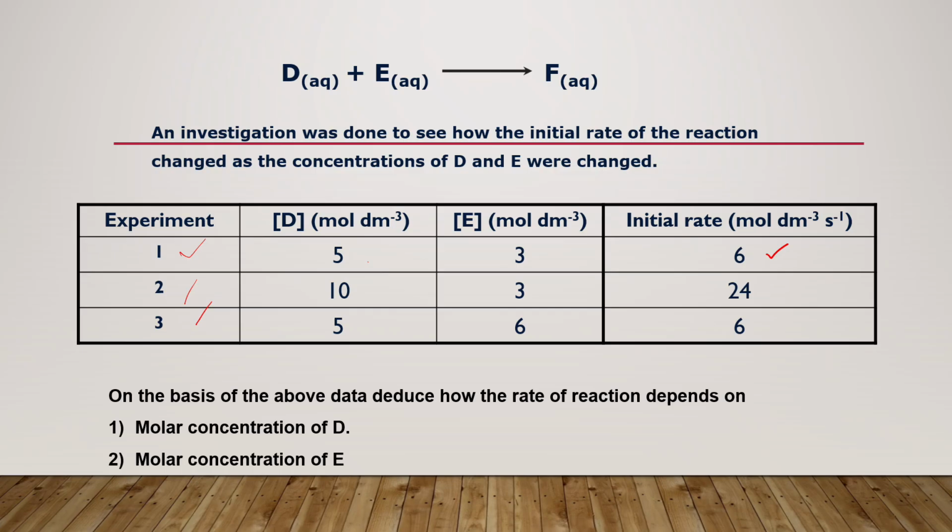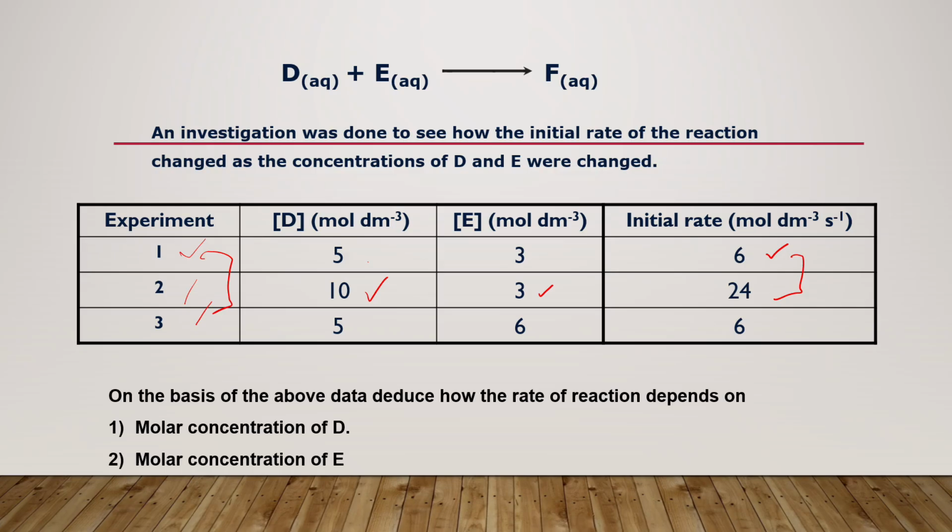Now you can see what is happening between experiment 1 and 2. The concentration of E was kept the same, whereas the concentration of D was doubled. Now, look at the effect of doubling the concentration of D on the initial rate. I would like you to again pause the video and try to establish a correlation between the initial rate of this specific reaction and the molar concentration of D.